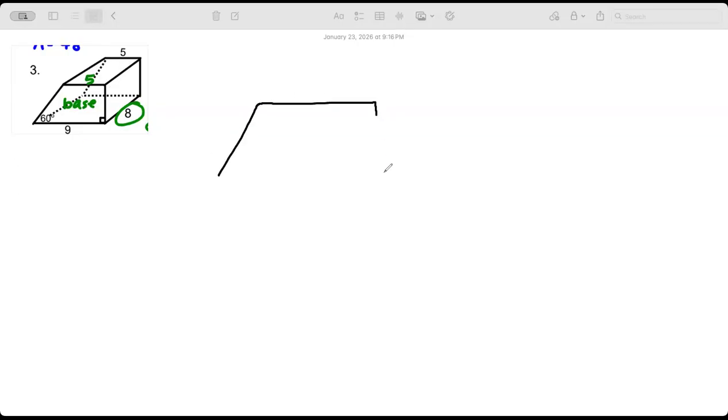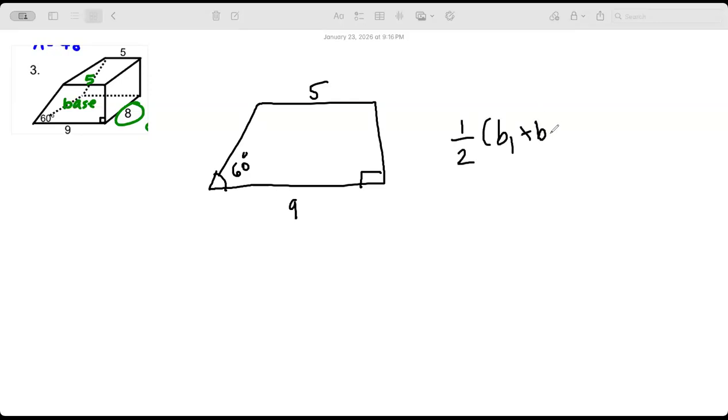Let me draw it big. It's a right trapezoid. They've given something in here. What are we going to do to find out the height? I know only the bases, but the area is half b1 plus b2 times height, right? How do you find it? Come on guys, try. You tell me please.